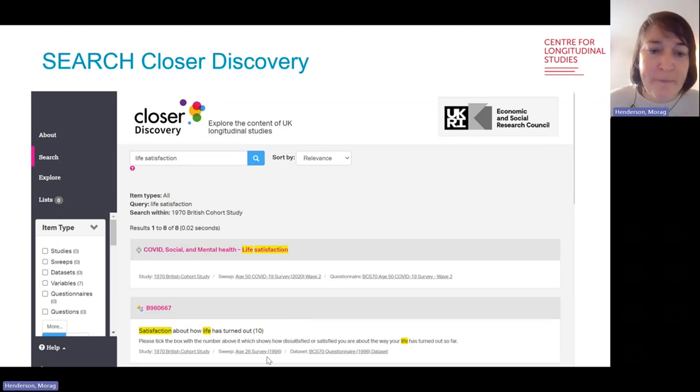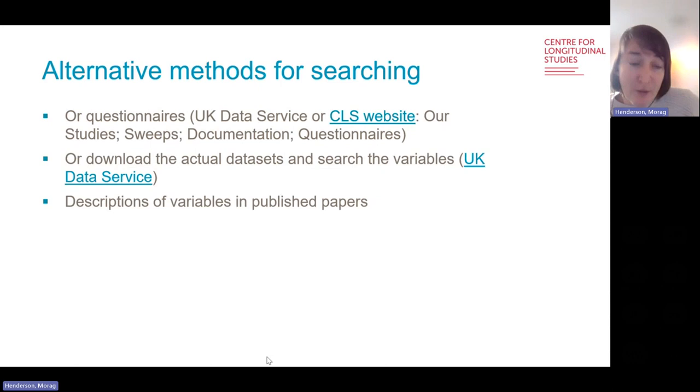Alternative or additional approaches are to download the questionnaires from either the CLS website or the UK Data Service and search through the PDFs of those for particular keywords or questions. Or you might download the actual data from the UK Data Service, and Vanessa will explain the process of that, searching through the variable list in that way, or there are some data dictionaries available on the CLS website. The other way is to look at the descriptions of the variables that are in already published papers.